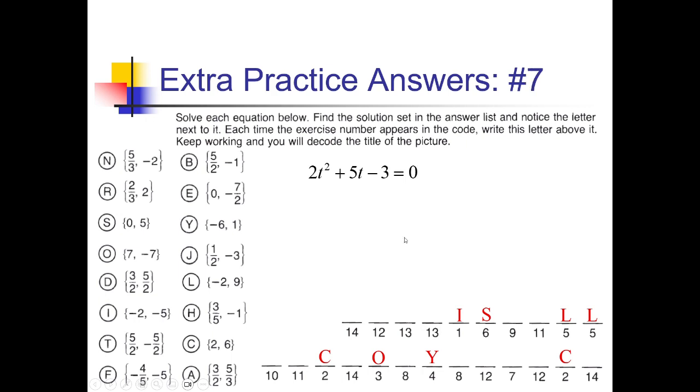On this next problem, I'm going to need to use the AC method. If I try taking out a common factor, that's not going to work for me here. So 2 times negative 3 gives an AC value of negative 6. So I'm looking for factors of negative 6 that add up to 5. Negative 1 and positive 6 would do it. So I can split this up into a negative 1t plus 6t. And now I'm going to use factoring by grouping since I've got 4 terms.